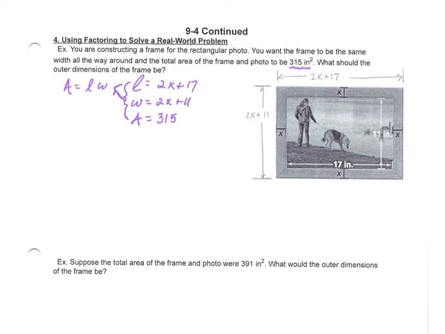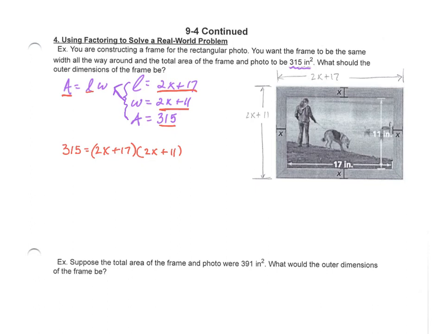So I just need to substitute in all of these values over here. So area equals 315. Length is going to equal 2x plus 17. And then width is going to equal 2x plus 11. So now I'm very close to having what I need, but I need to combine like terms, and this I need to move over to the other side, and these two factors are not ready. I need to be able to add that.